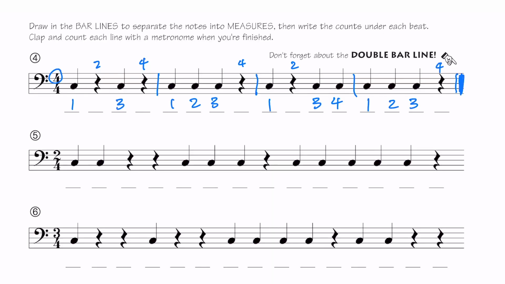All right, number 5. Notice I've changed my time signature. Now I'm in 2/4. So I'm going to say 1, 2. Whenever I get to 2, I don't go on to 3. I draw a bar line. 1, 2. I'm already above the rest. Bar line. 1, 2. Bar line. 1, 2. Bar line. 1, 2. Bar line. 1, 2. Bar line. 1, 2. Double bar line.